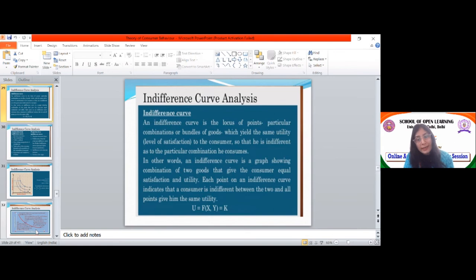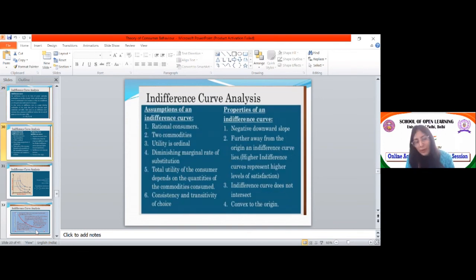In other words, an indifference curve is a graph showing combinations of two goods that give the consumer equal satisfaction and utility. Each point on the indifference curve indicates that the consumer is indifferent among all points, as they give the same utility. So what is the utility? We take it as a function of X consumption and Y consumption. These are the two commodities we are considering. So the consumer is indifferent on the indifference curve. Whatever choice he makes on the indifference curve, he is happy with it. It gives him the same level of satisfaction.